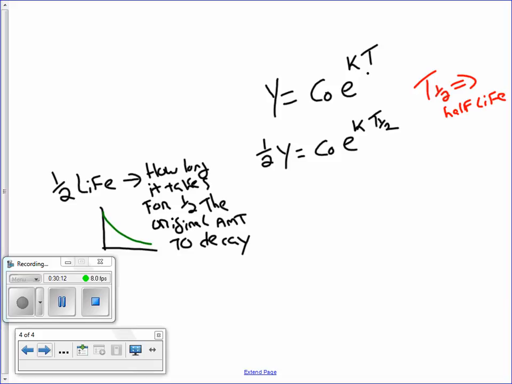Divide both equations by 2? I want to get rid of the y's, right? I want to get rid of the c's. What I'm going to do is take this bottom equation and divide it by the top one. 1/2 y equals c sub 0 e to the k times the half-life. And I'm going to divide each side of this equation by the corresponding side here.